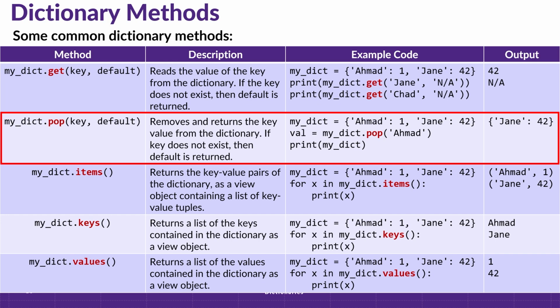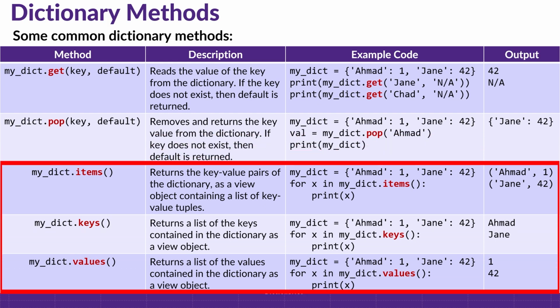So again, looking at a similar example, in this case, we have two names in the dictionary. If we try to use pop on the key Ahmed, this will both remove that key value pair from the dictionary, so Ahmed won't be in the dictionary anymore, and it also returns the value, in this case 1. So this would output the values in the dictionary, which is only going to be Jane 42 because Ahmed was removed, but it also returns the value 1 and stores that in the variable val.